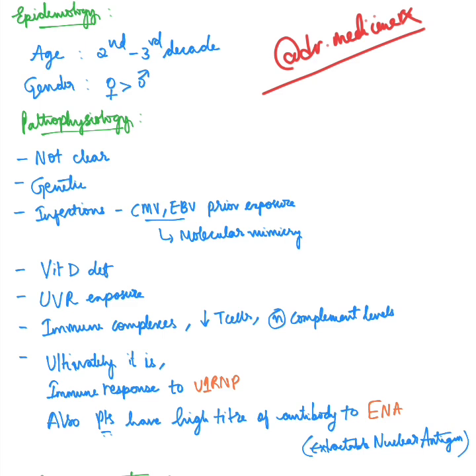And also there are immune complexes found in these cases with reduced T cells with normal complement levels. So ultimately all these triggers cause an immune response to U1 RNP in the host, and these patients also have high titer of antibodies to extractable nuclear antigen.